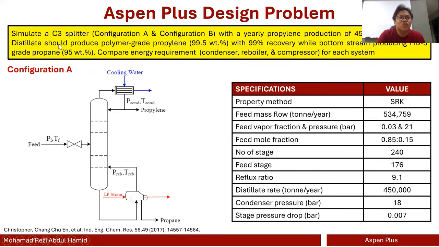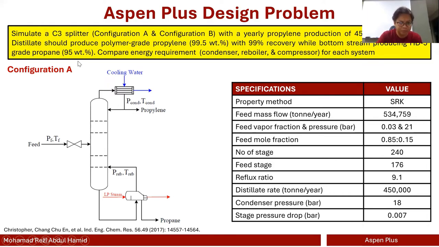The distillate should produce polymer grade propylene. So these are the purity requirements, 99.5 weight percent with 99% recovery. What it means here is that 99% of the propylene from the feed is recovered at the top of the distillation column. And then the bottom product should contain propane, but having a grade of HD5. HD5 grade propane is basically 95 weight percent propane.